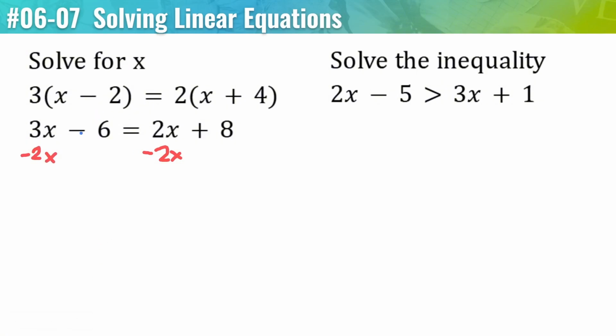Similarly, for negative 6, you want there to be no numbers beside x. So we're going to add 6 on both sides. However, there is another shortcut for that. You can just swap it to the other side with a different sign. So this one is positive, it's going to become negative.